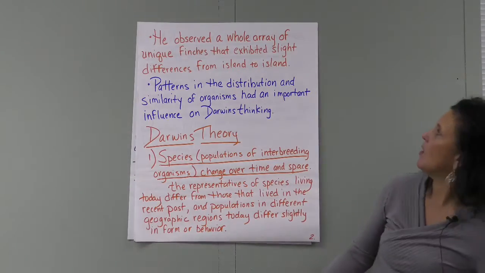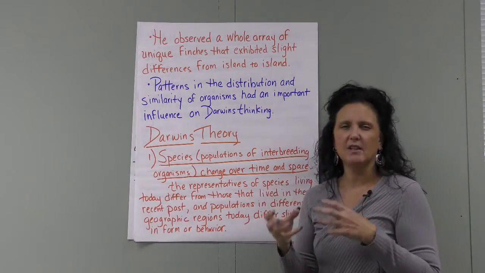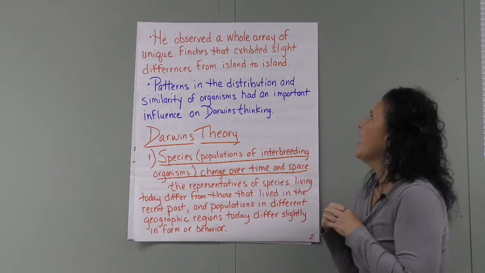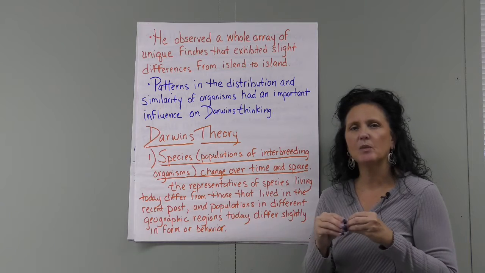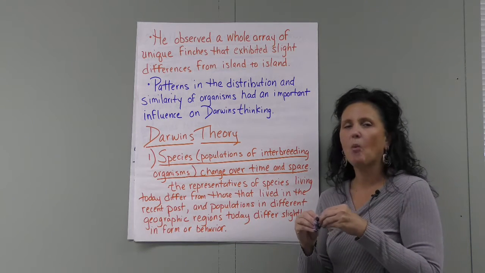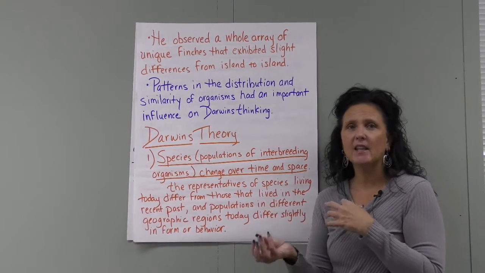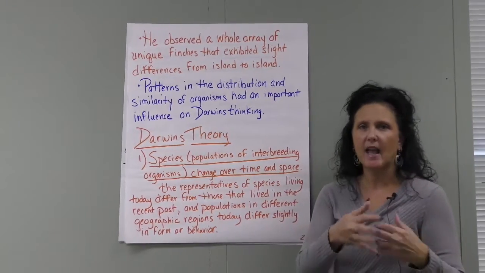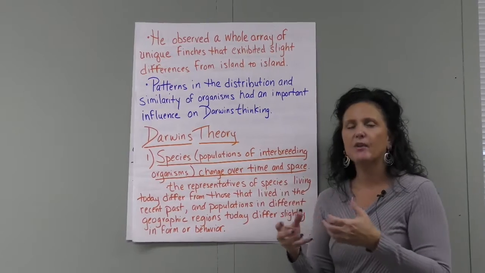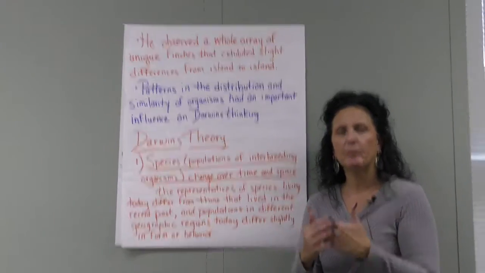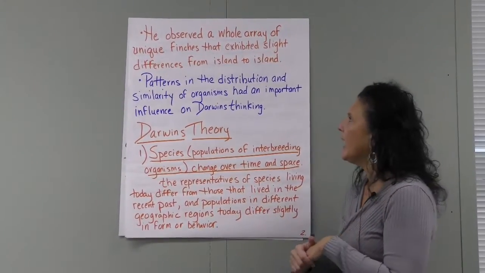What he observed was a whole array of unique finches, and finches are birds, right? They exhibit slight differences from island to island, and the differences he noticed most were beak shape. Depending on what they ate, if they ate seeds, they had one beak shape. If they ate nuts, they had another beak shape. If they ate worms, they had a different beak shape. So he was trying to figure out why they all had different beak shapes according to what they ate.